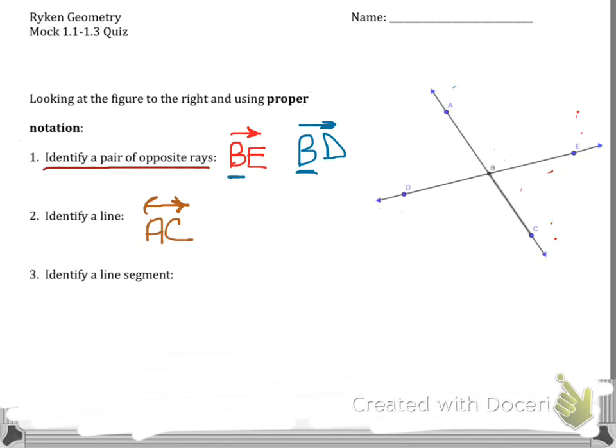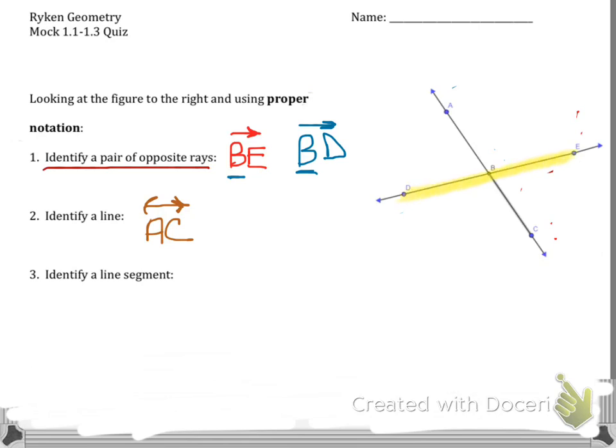Okay, the third question is identify a line segment. A line segment has its own notation. Let me highlight a possible line segment for you. Let's look right here. I'll make it like that. How about if I say line segment from D all the way to E.